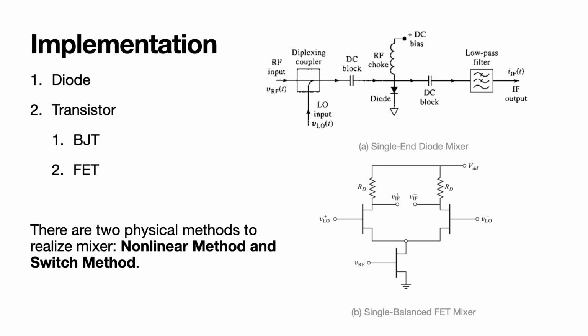Mixers can be implemented using diodes or transistors. Figure A shows an example of a diode mixer, and Figure B shows an example of a FET mixer, based on their physical principles. There are two main methods to realize the function of a mixer: the nonlinear method and the switch method, which I will explain in detail later.